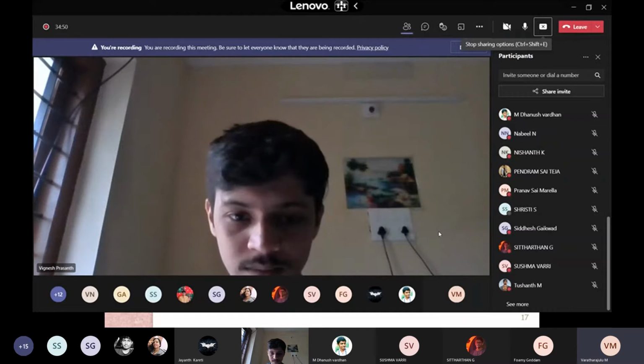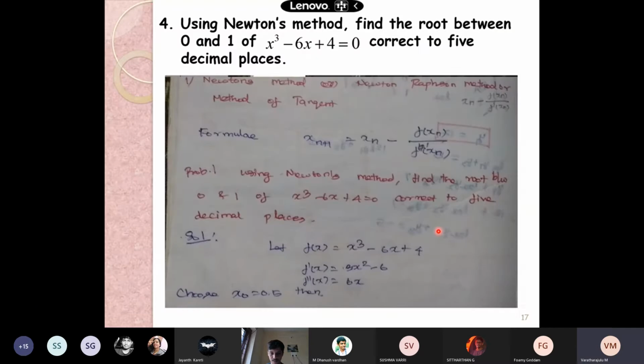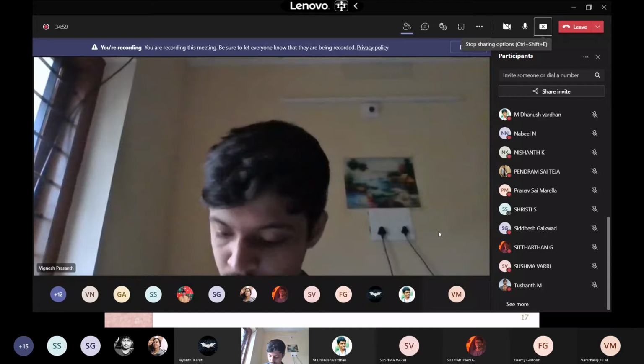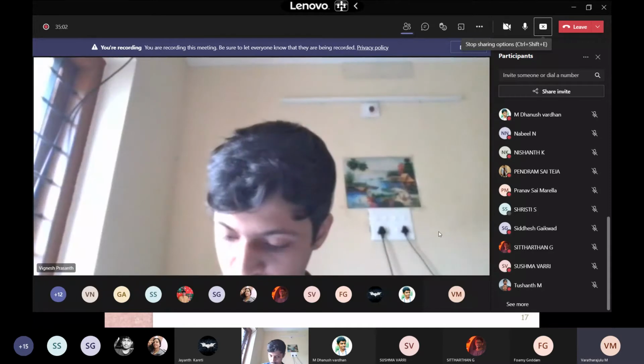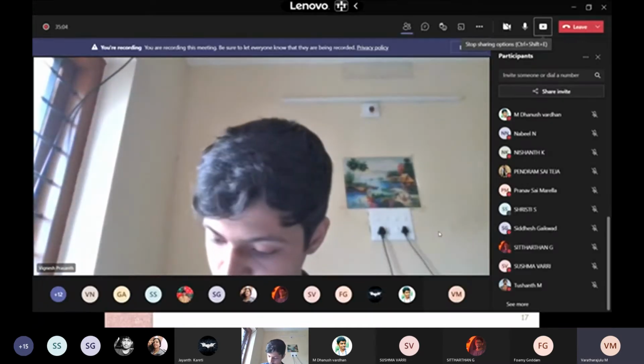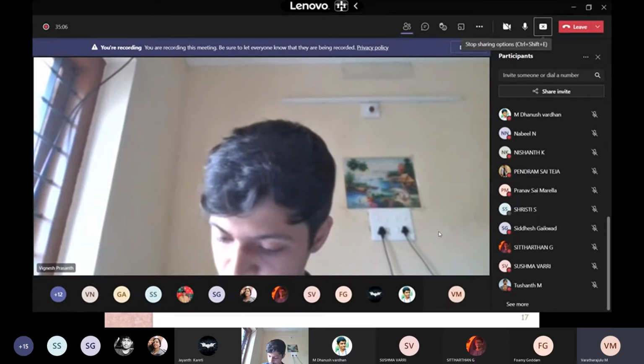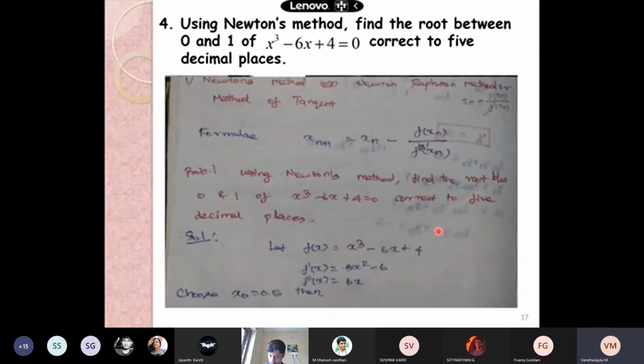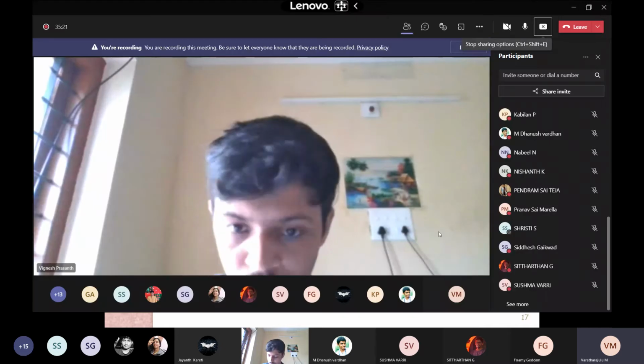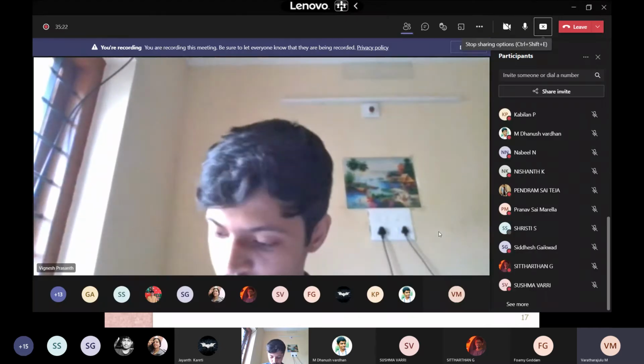So the question: x cube minus 6x plus 4 is equal to 0. Compare with ax cube plus bx square plus cx plus d is equal to 0. Your a is equal to 1. Your b is equal to 0, since there is no square term. Your c is equal to minus 6 and your d is equal to 4. Show the results. Yes, sir.